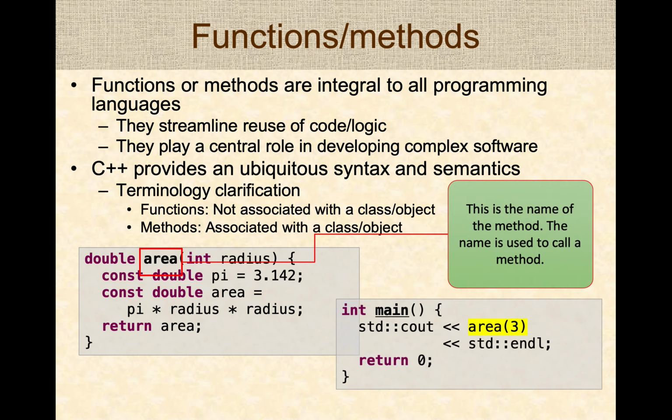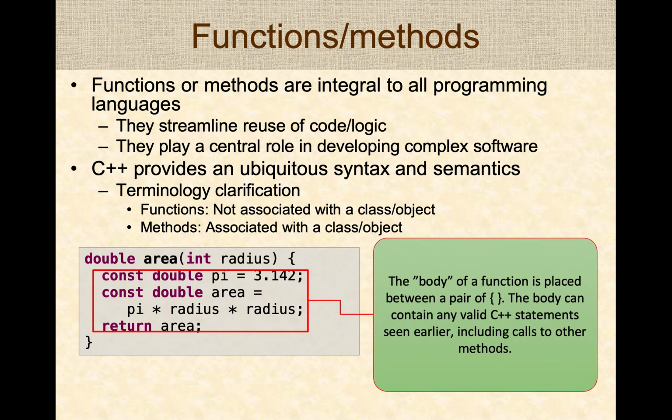Each method or function should have a name. This name is used to call a method. In this example, the name of the method is area, and here in our main function, we use area and give it the value of 3 for the parameter radius to call this function called area.